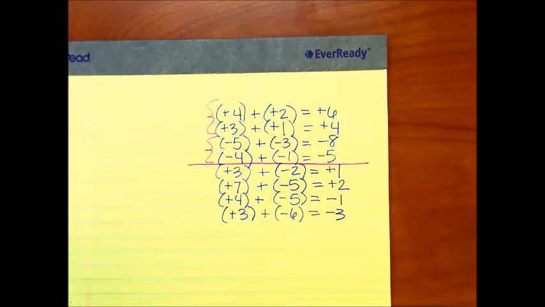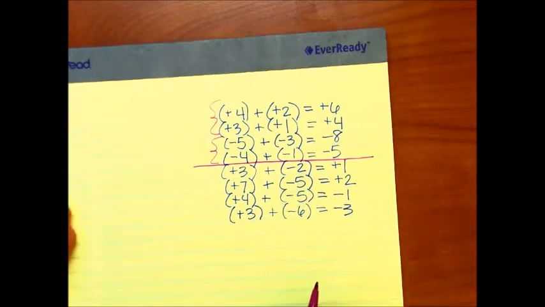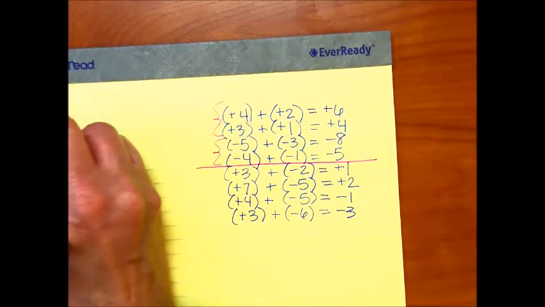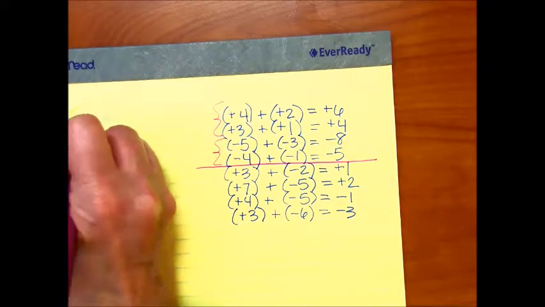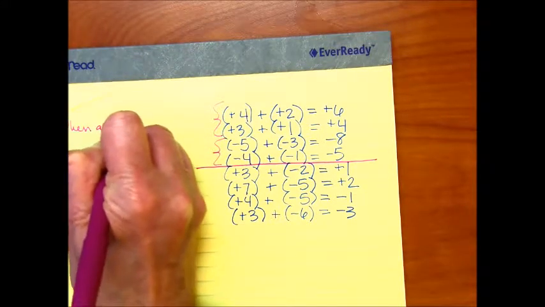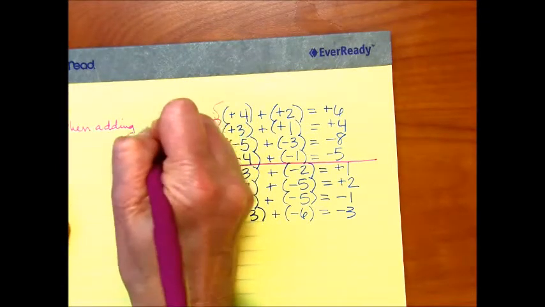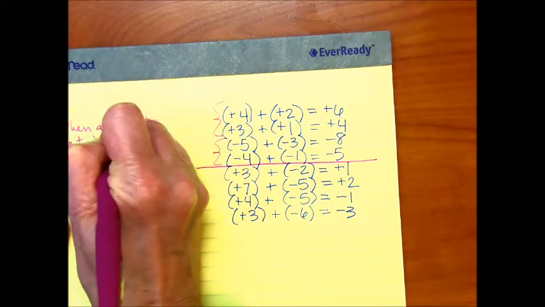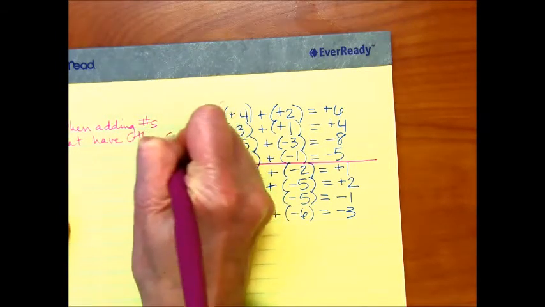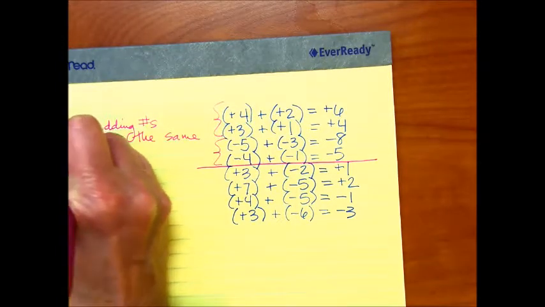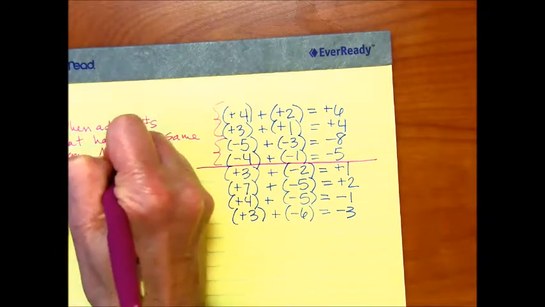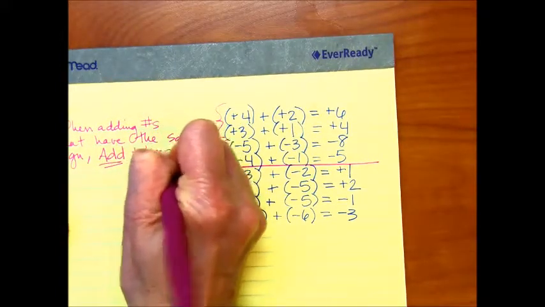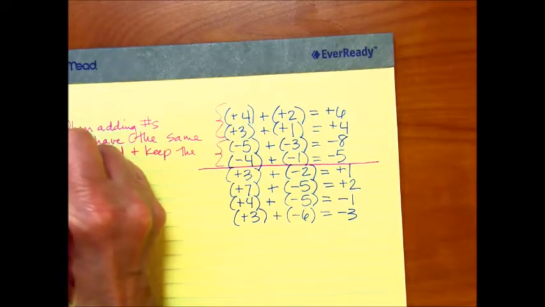So we can think of a rule. When you add the same sign, you want to keep the sign. So when adding numbers that have the same sign, we want to add and keep the sign.